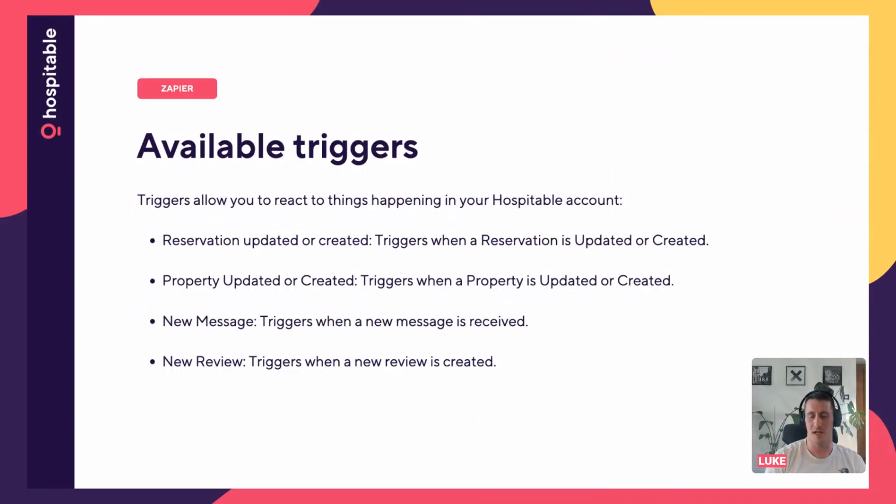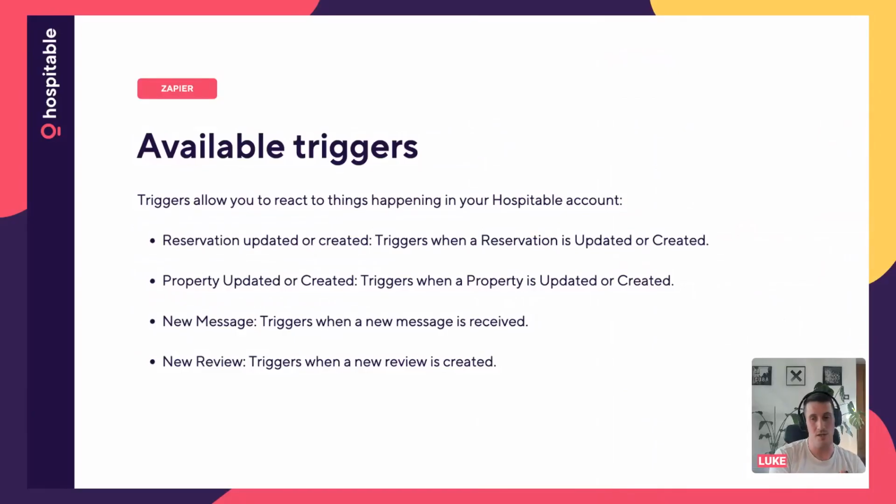In terms of how Zapier works from our integration point of view, when you are creating what they call zaps, which are your automations, they're split into what they call triggers and actions. A trigger will be something that happens within an application that will trigger that action to happen. In the example of Hospitable, we've got 4 triggers, based around reservations, properties, messages, and reviews.